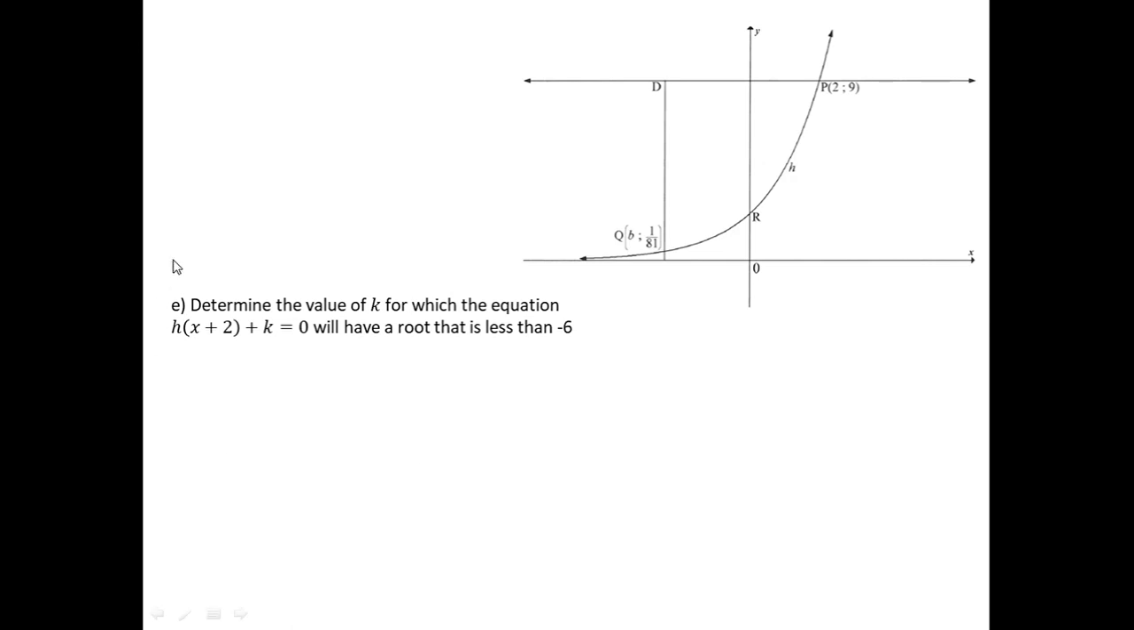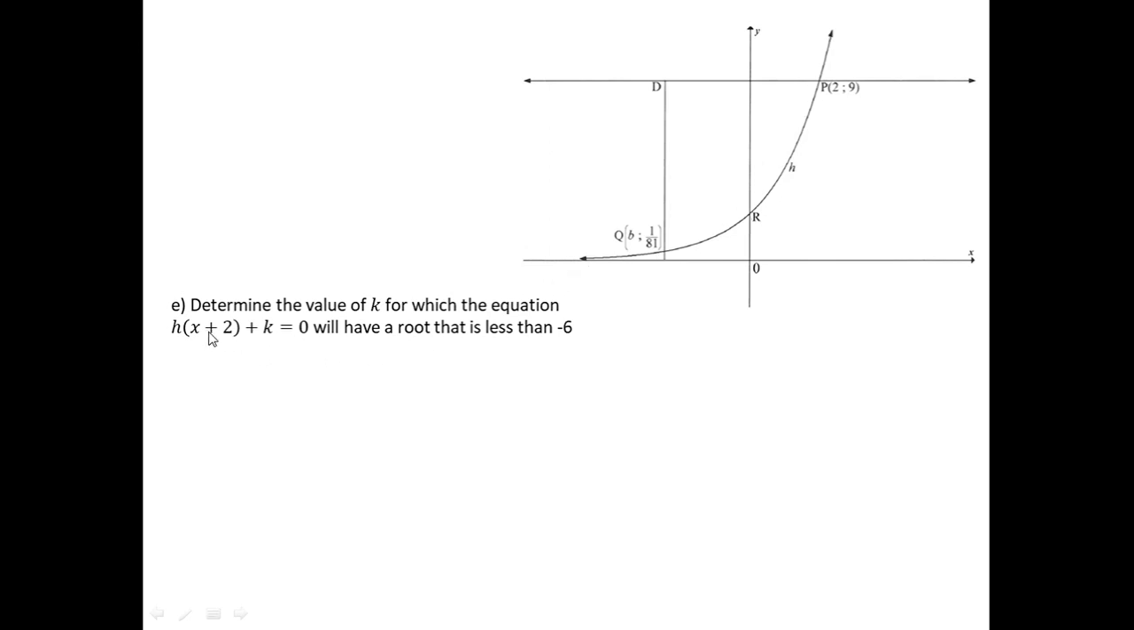This question looks a little bit confusing. So first we're going to look at what it means by a root. Well, in this context, a root more or less means an x-intercept. So we're looking for an x-intercept that is less than negative 6. What does all of this mean here? Well, this is a series of translations that has been applied to h of x.